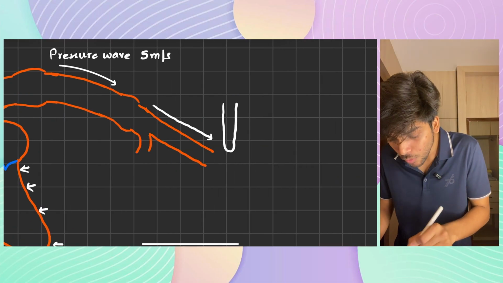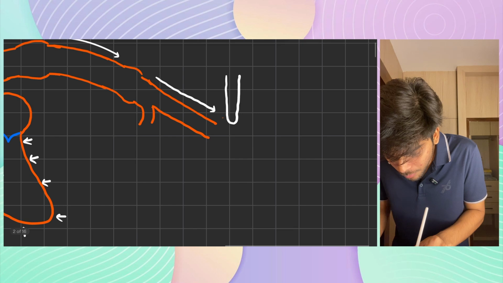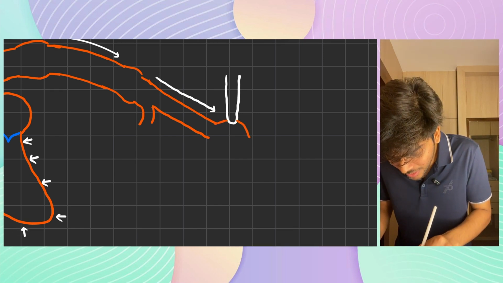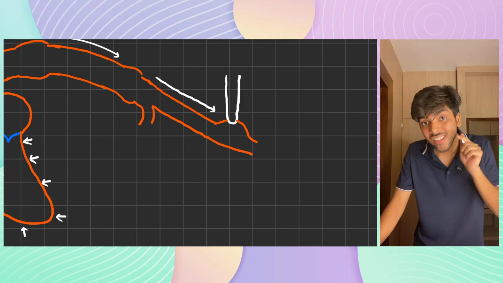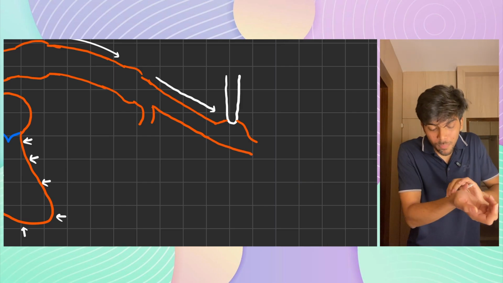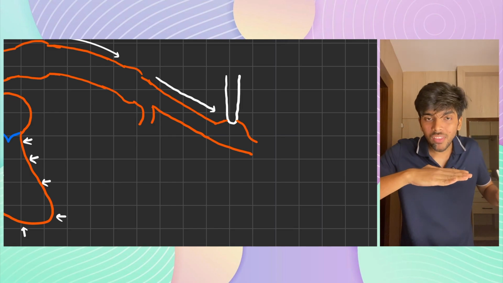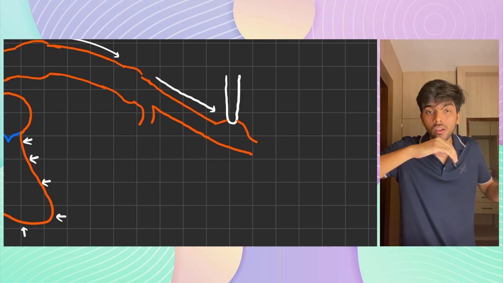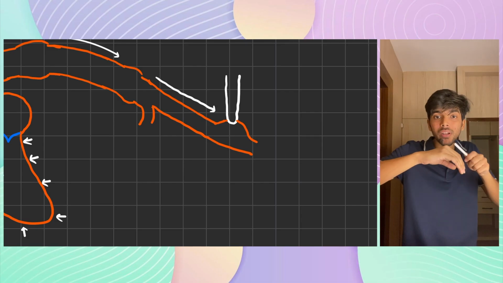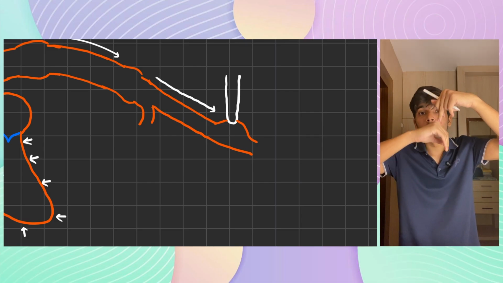Due to the pressure wave, the wall of the artery bulges outside, and this wall strikes the tip of the finger. This is exactly the pulse that you are feeling. While palpating, the pulse that you are feeling is actually the wall of the artery bulging outward due to the transmission of the pressure wave, which then strikes the tip of your finger.